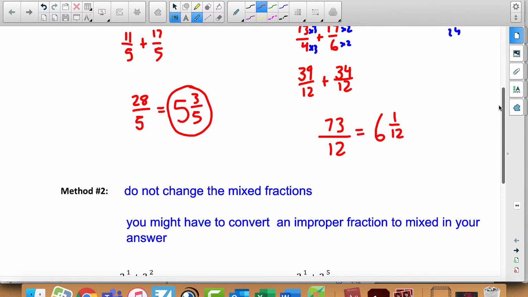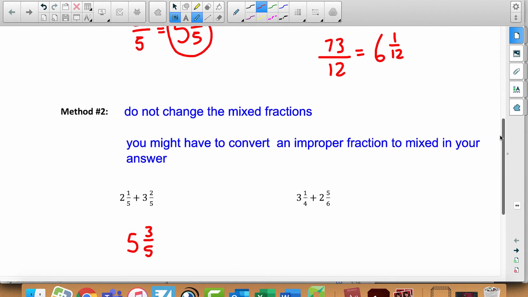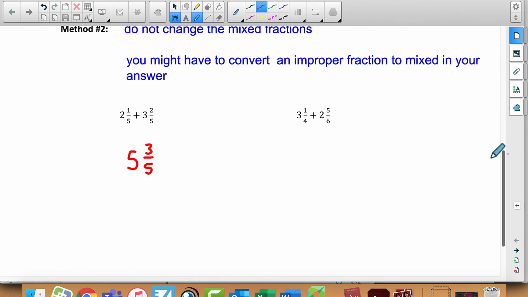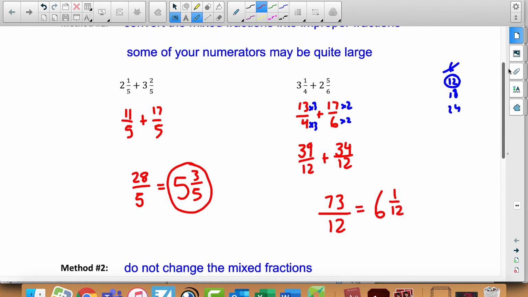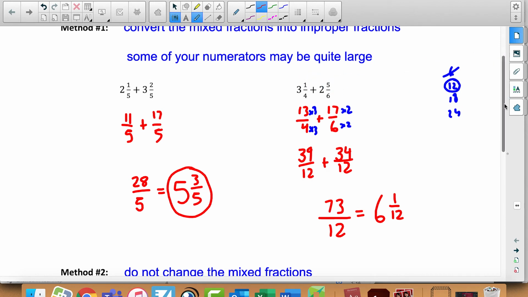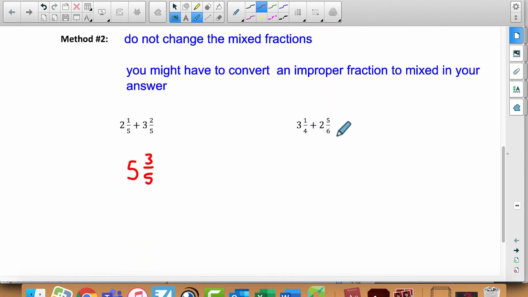So let's take a look at this one. It won't be as fast, obviously, because we don't have common denominators. But here's how you do this one. Again, it's the exact same question as up here. 3 1/4 plus 2 5/6. So you need common denominators.